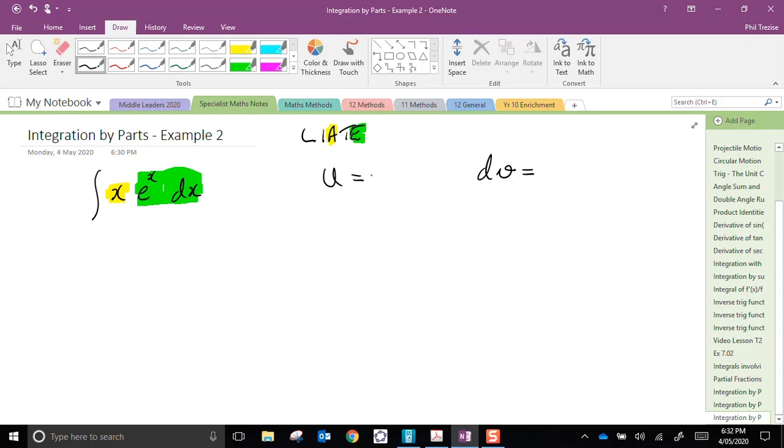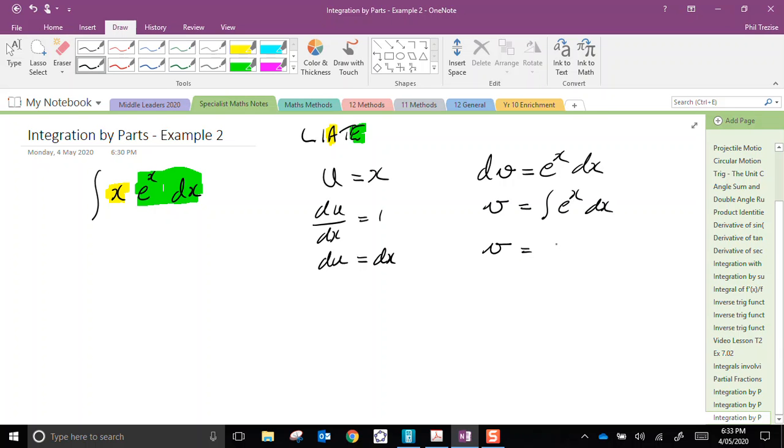So u will equal x, because A comes before E in this word LIATE. e to the x dx, that's going to be the dv part of this. So remember, we take the derivative du/dx, well that will be 1, simply du equals dx. And for v, the integral will be the integral of e to the x dx. That's fortunate, the integral of e to the x is itself.